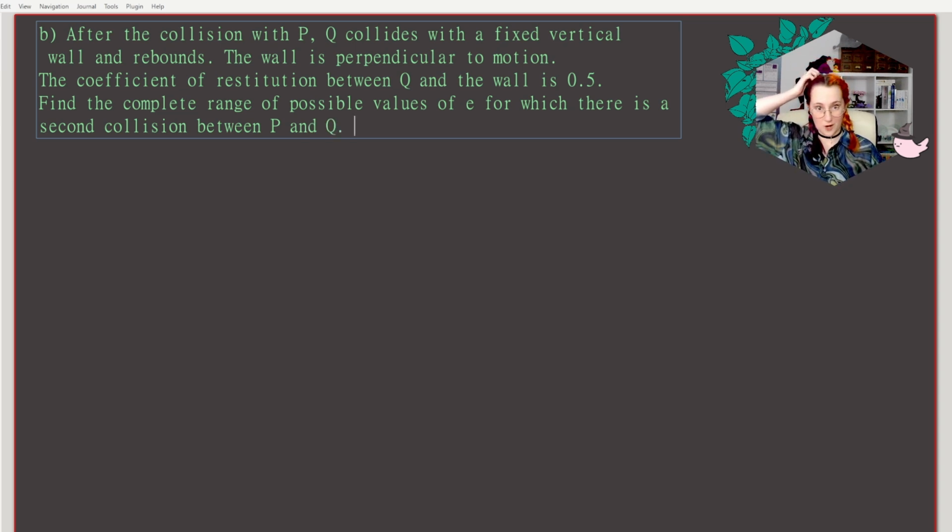Okay, so no pressure. After the collision with P, Q then collides with a fixed vertical wall and rebounds. The wall is perpendicular to motion. So that's what I was saying about things only moving in 1D. It has to be perpendicular so that it can touch at the tangent that's in line with the centre of mass to get it to bounce. The coefficient of restitution between Q and the wall is now 0.5. We have another value. This is good. Find the complete range of possible values for e for which there is a second collision between P and Q. So, things to know.